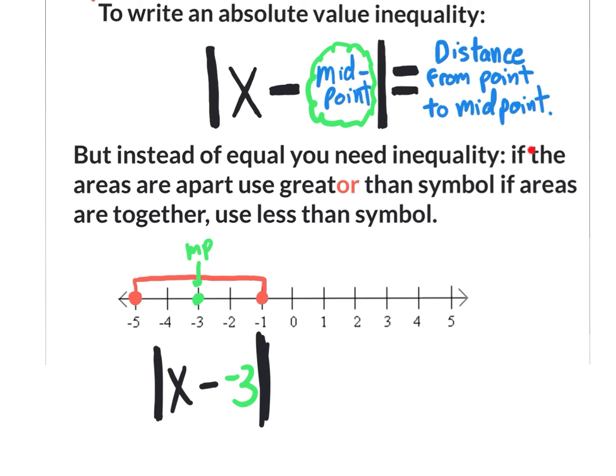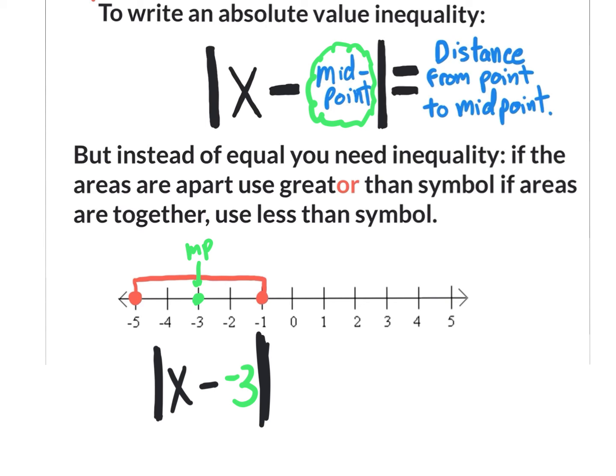And that's where this sentence of notes comes in. Instead of an equal sign, you need an inequality. If the areas are apart, you use greater than. If the areas are together, you use less than symbols. Now, why did I put greater misspelled with the OR? Because we could associate the word or with the areas apart, right? And we could associate the areas together being and, right? So or is usually representing apart.